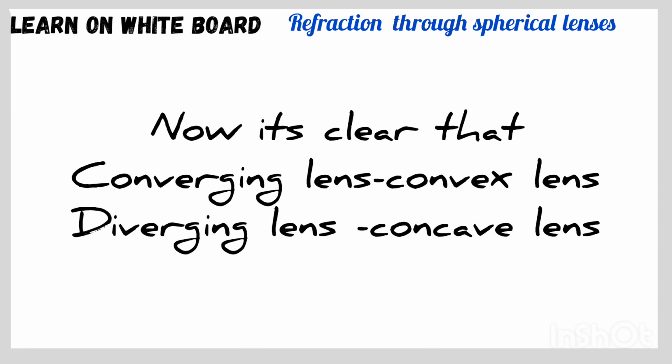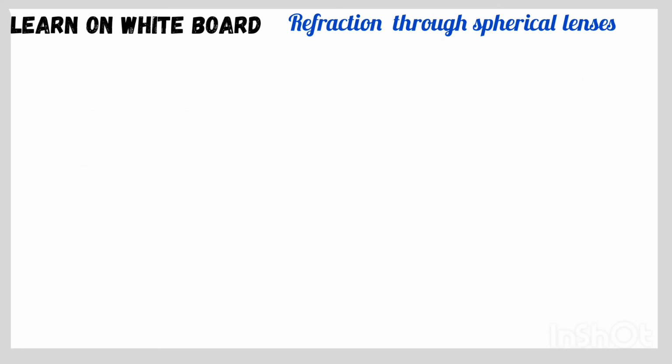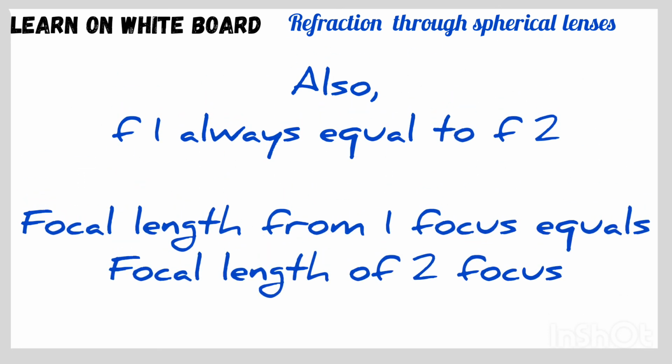Now it's clear that a converging lens is a convex lens, and a diverging lens is a concave lens. Also, f1 is always equal to f2. The focal length from the first focus equals the focal length from the second focus.